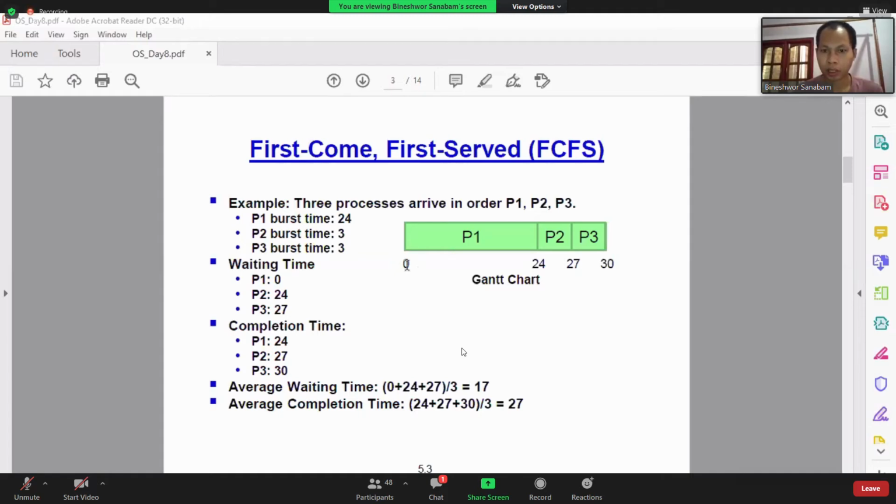So at time 0, you'll have process P1. Means at time 0, process P1 comes and it is given to the CPU. As we know, process P1 will require 24 units of time, so at 24 units of time, we'll make a line indicating that the process is completed at this point of time.